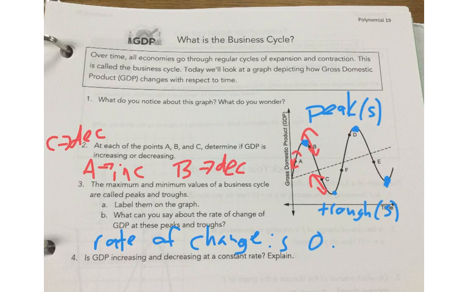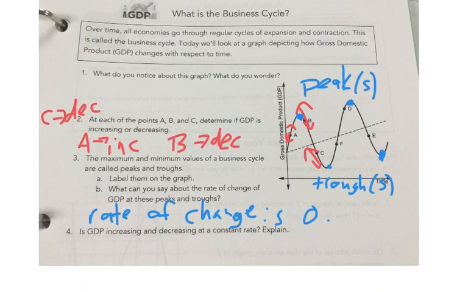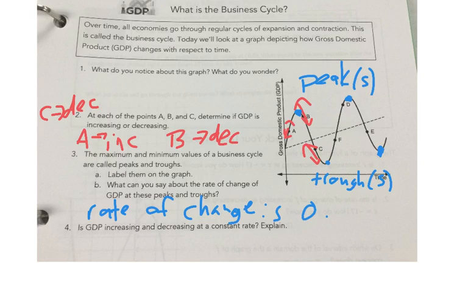Is the GDP increasing and decreasing at constant rates? No. Explain. Can't do both. You can't increase and decrease at the same time. Okay. My question is, when it's increasing here and when it's decreasing here, are those at constant rates? Is the rate of increase always the same? Is the rate of decrease always the same? How do you know?